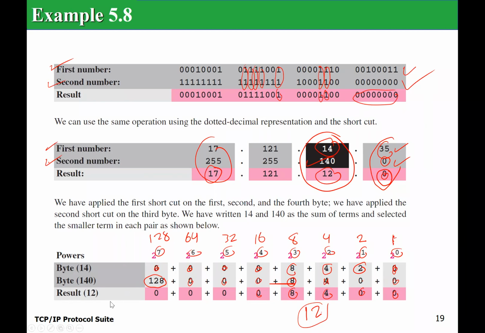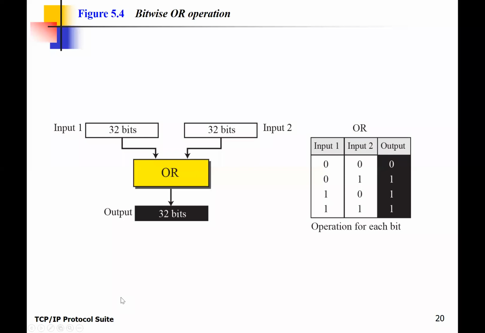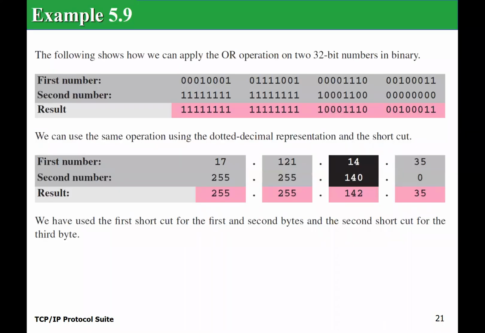So far we learned the NOT or the complement. We learned the AND. Okay, let's go to the OR. What is the OR in general from digital design? If any one of them is one, the result will be one. If both are zeros, the result will be zero. Simple.